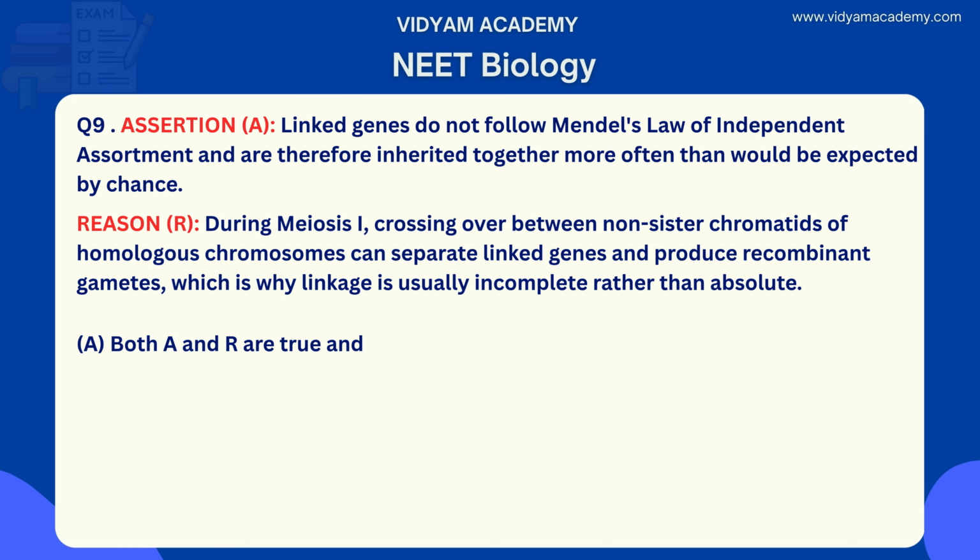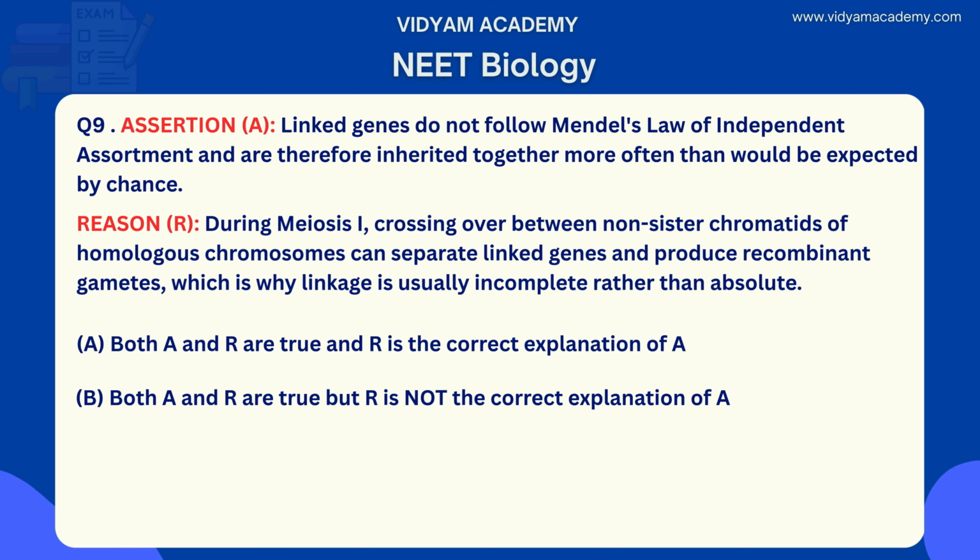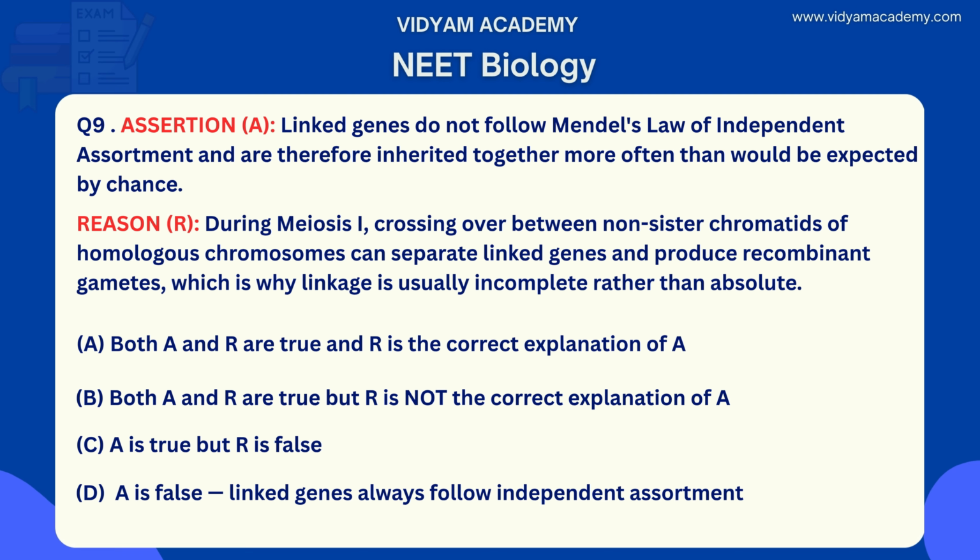Option A: both A and R are true and R is the correct explanation of A. Option B: both A and R are true but R is not the correct explanation of A. Option C: A is true but R is false. And option D: A is false, linked genes always follow independent assortment. What is the right answer?